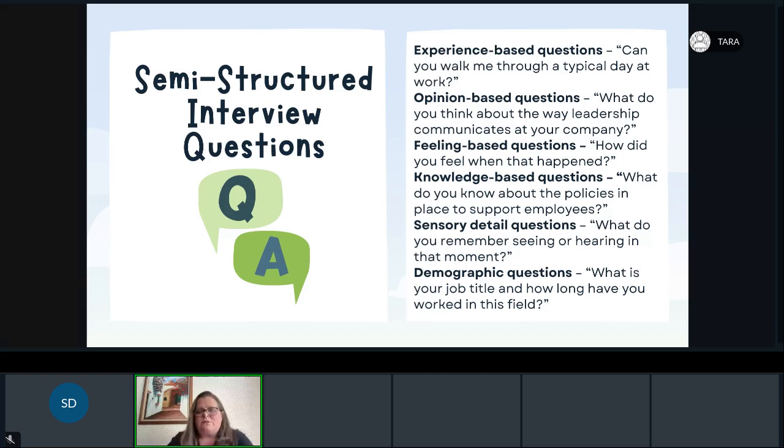Demographic questions. What is your job title and how long have you worked in this field? So these demographic questions provide context, and sometimes we ask them even before we choose our participants. Like we might weed out participants with some demographic questions, and they may not actually be part of our official data collection because it's just used to determine who's going to be in our study or not.